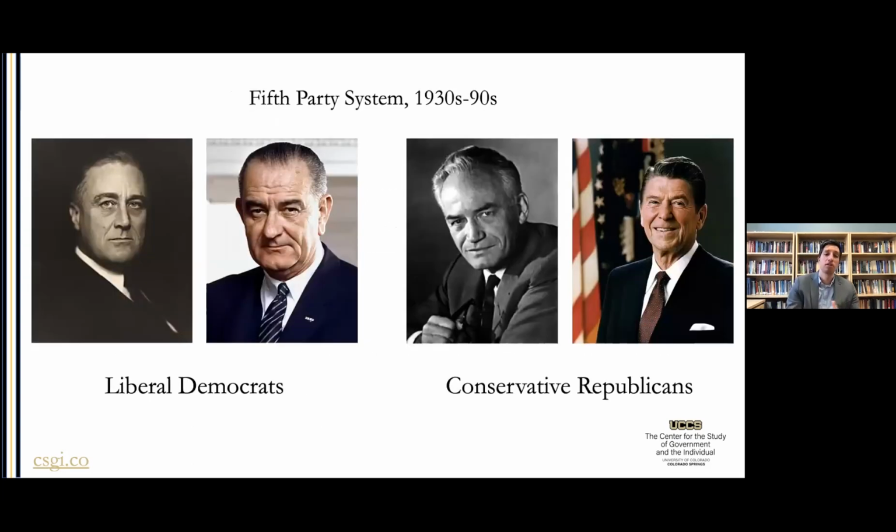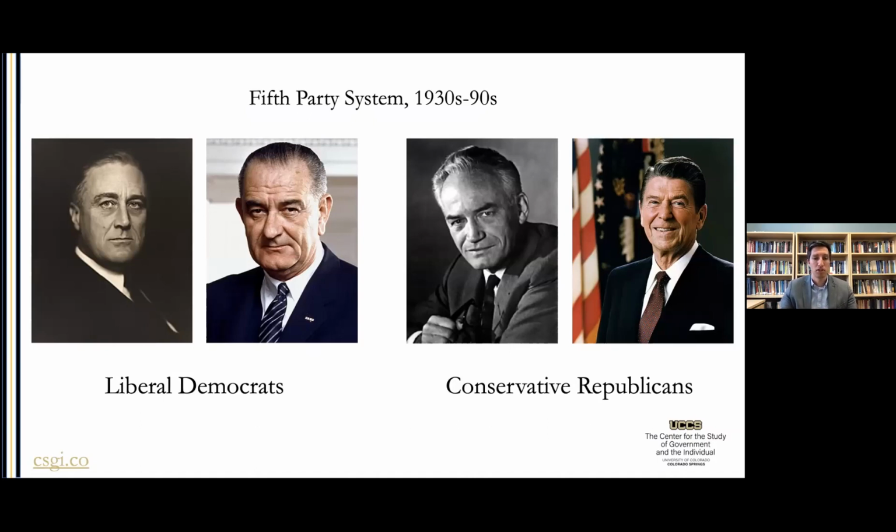The fifth party system emerged during the New Deal when Franklin D. Roosevelt created a new coalition. The free market or laissez-faire or classical liberal Democrats left the Democratic Party because they opposed FDR's New Deal. And FDR redefined liberalism. It used to mean free markets and limited government, and he redefined it to mean powerful government, interventionist government, interfering in markets.